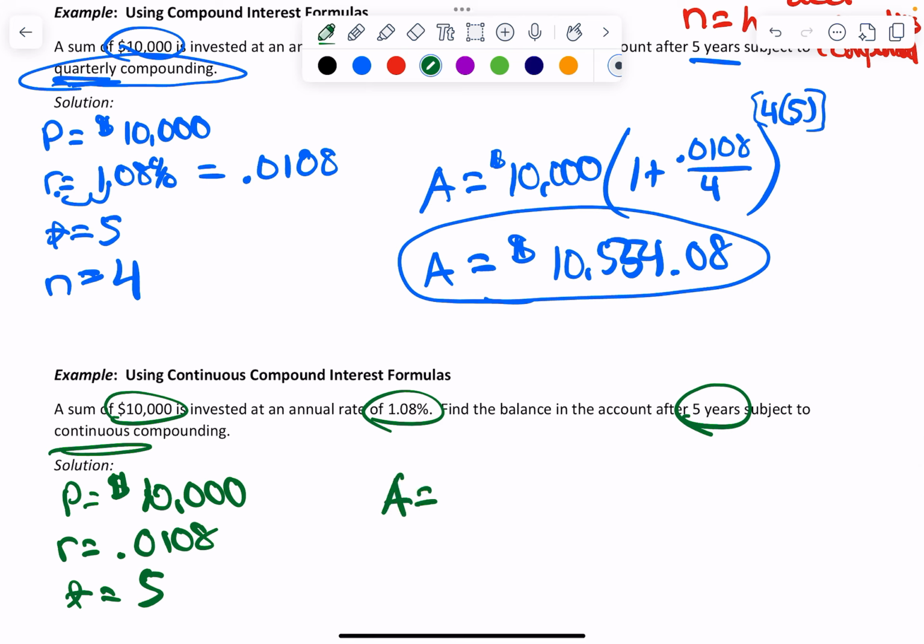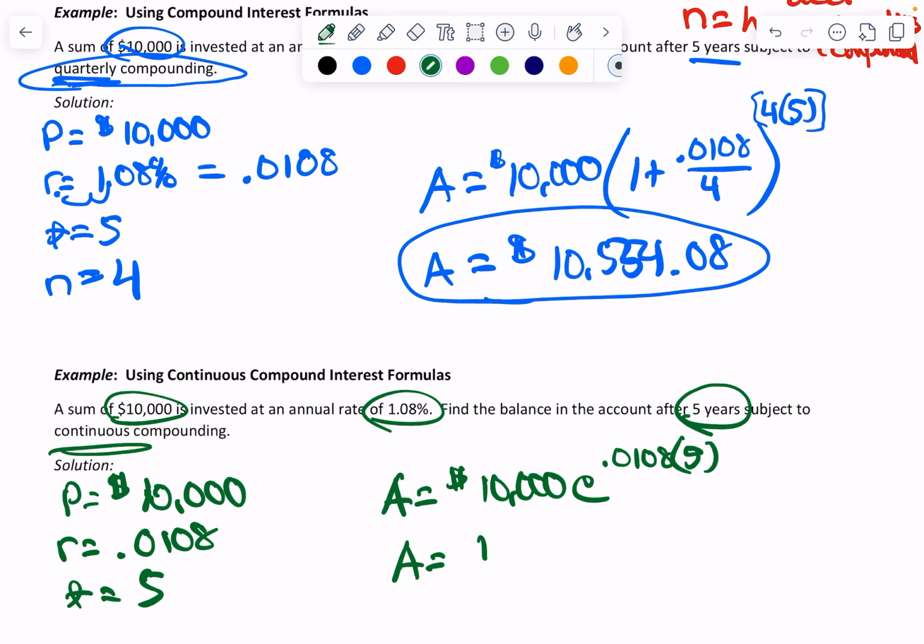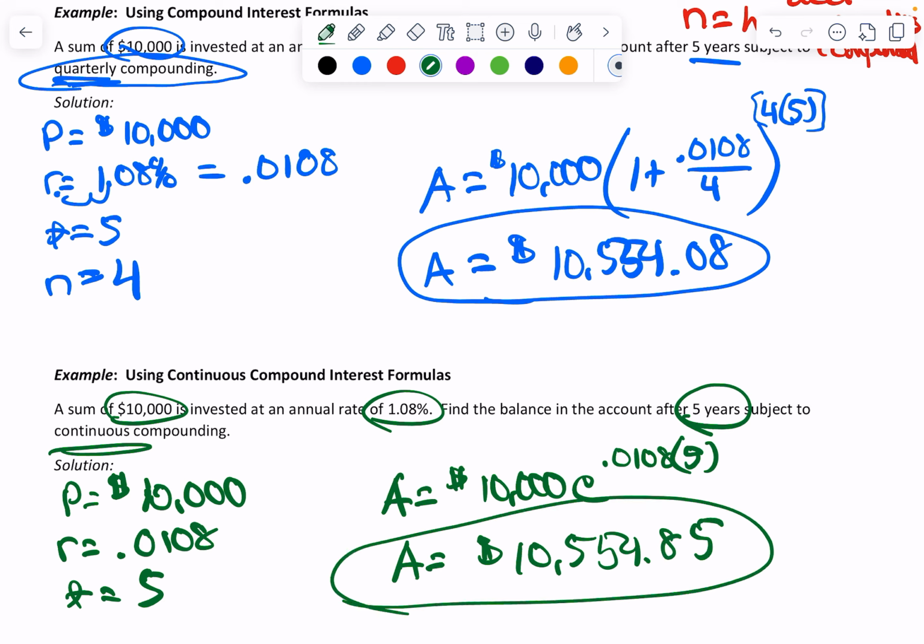So our principal is $10,000 times E to the power of the rate, 0.0108, times the years, which is 5. So when we plug this in the calculator, we get $10,554.85. Very close to each other, but this one is greater than this one right here.